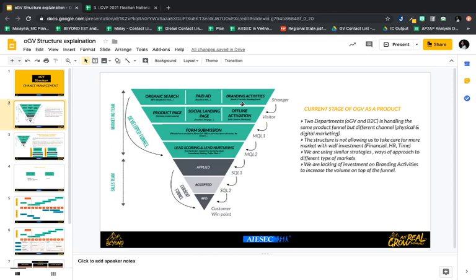Then another thing is we are using a similar strategy or approach with different types of market. Let's say we just do exchange fairs and physical booths for both traditional markets and new markets, or as you all know, in-campus and out-campus. But regarding this funnel, for the traditional market, most of them already know about you, so most of them are visitors.